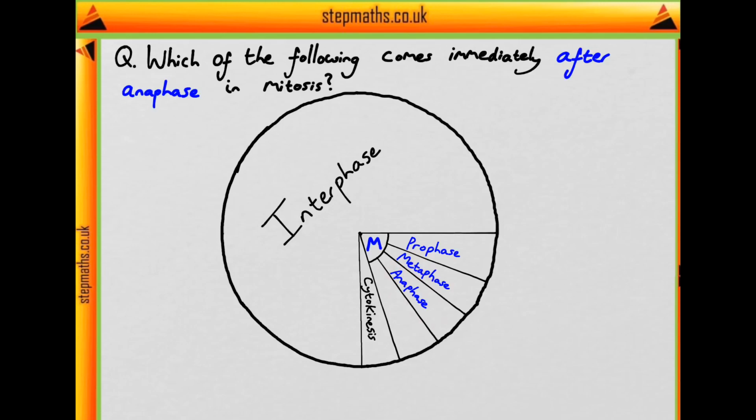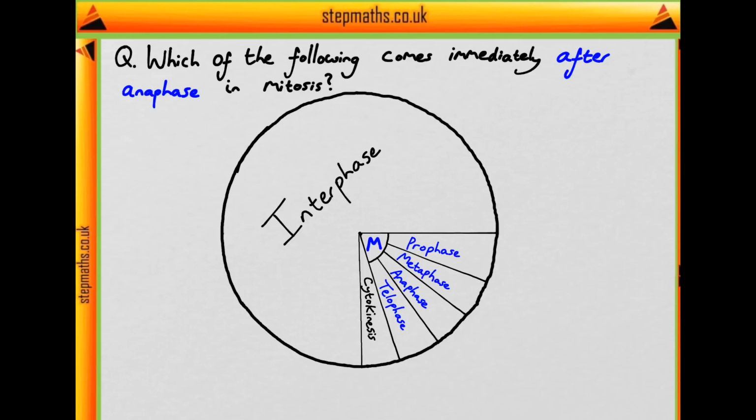Anaphase. Anaphase is the phase in which the spindle fibre pulls the chromosomes apart and pulls the sister chromatids, now known as chromosomes, to opposite poles of the cell. And finally, what the question is asking, what comes after anaphase?